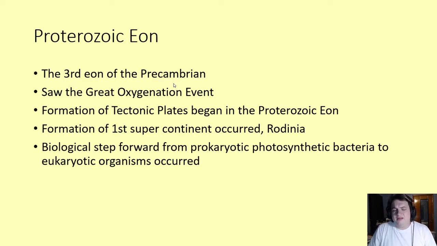which led to the development of things like supercontinents. Because at points in time, we had supercontinents. Our first major one being Rodinia. Probably the most well known that you have heard of is Pangea. And this was an era where we saw a major biological step forward. We went from prokaryotic photosynthetic bacteria, so unicellular bacteria that use sunlight to make food, to eukaryotic organisms. So organisms with multiple cells, organisms that had organelles, little mini organs that had specialized functions. This is a huge, huge jump forward in life.